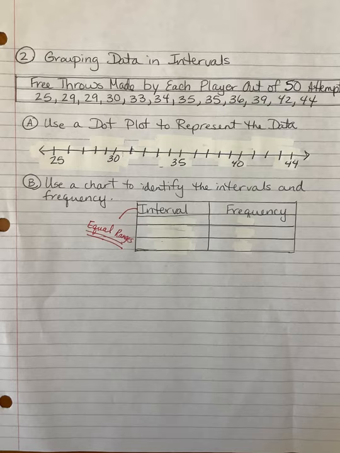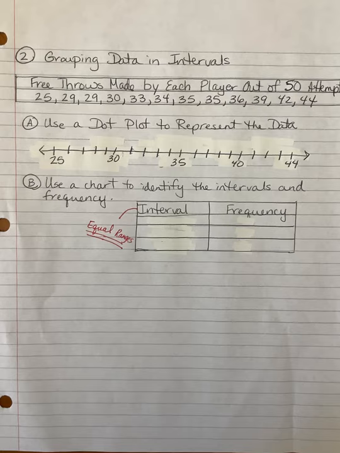In box number 2, we're going to talk about grouping data in intervals, okay? So we're going to look at some free throws that were made by each player out of 50 attempts. So one player made 25, 2 players made 29, 1 player made 30, and so on. So I'm going to use the dot plot to represent the data. So I'm going to start there, okay?